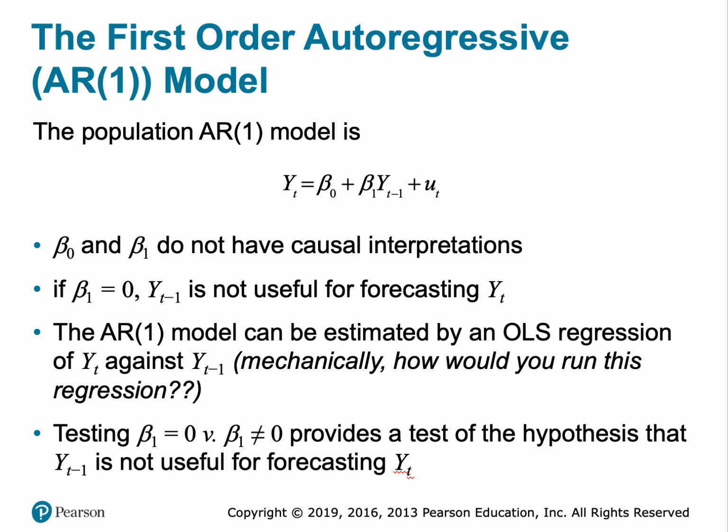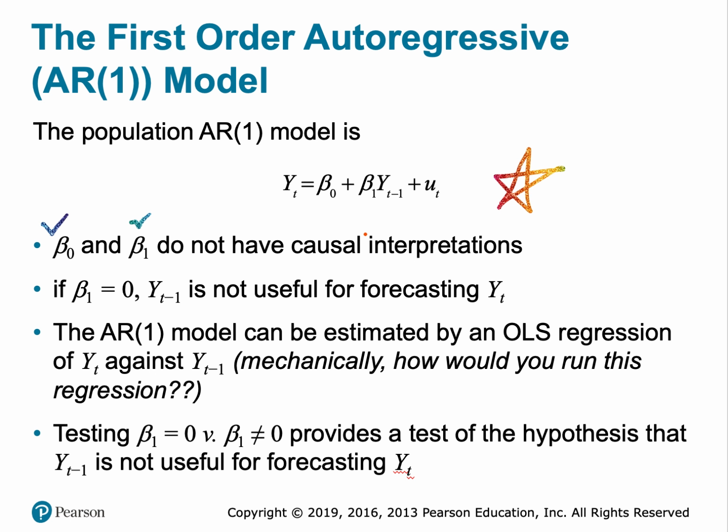Let's focus first on the first order autoregressive model. The population AR1 model is given by this equation next to the big rainbow star, where yt is equal to beta naught plus beta 1 times yt minus 1 plus ut. Our coefficients, beta naught here and beta 1, do not have causal interpretations. If beta 1 is equal to 0, then yt minus 1 is not a useful tool for forecasting yt. In other words, yt minus 1 does not enter the equation.